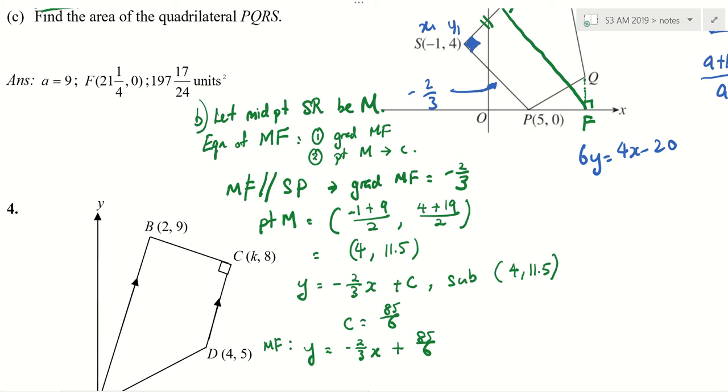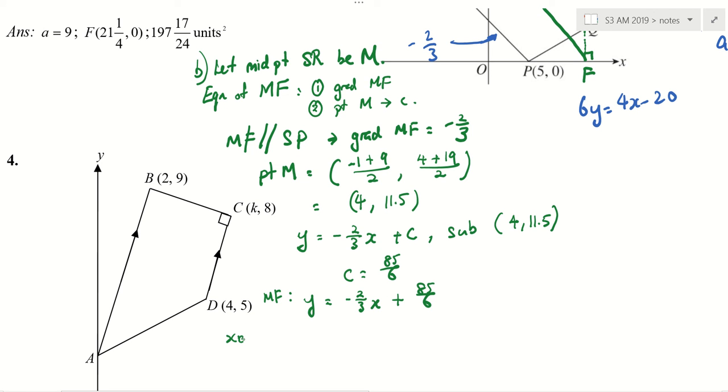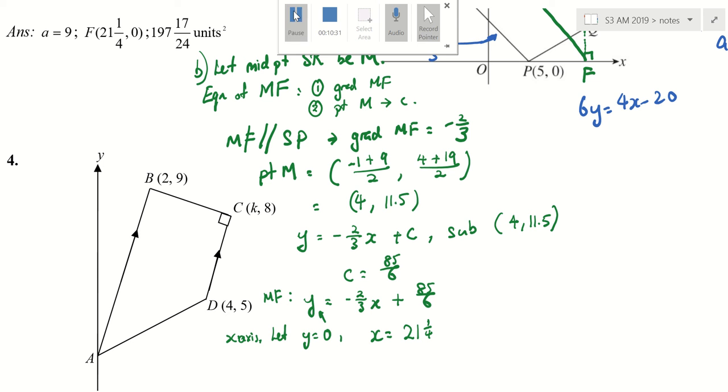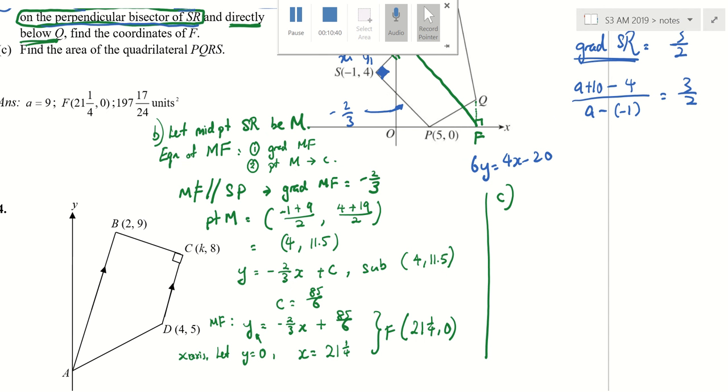I want to find F. F lies on where? The x-axis. The x-axis means y is 0. Let y be 0. I put in, x equals to what? Do you get 21 and 1/4? Can you sub the 0 into the equation? Try. Oh, okay. Now I get F. From here, F will be 21 and 1/4, comma 0. Right, let me continue.